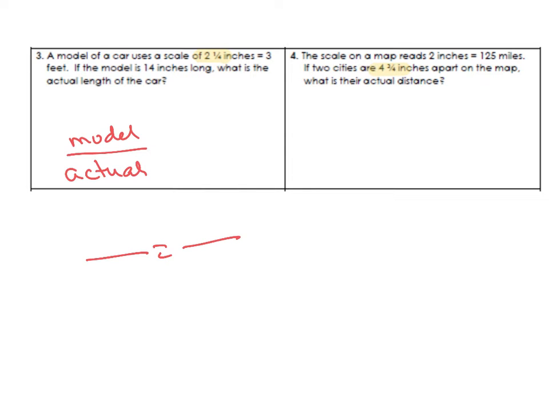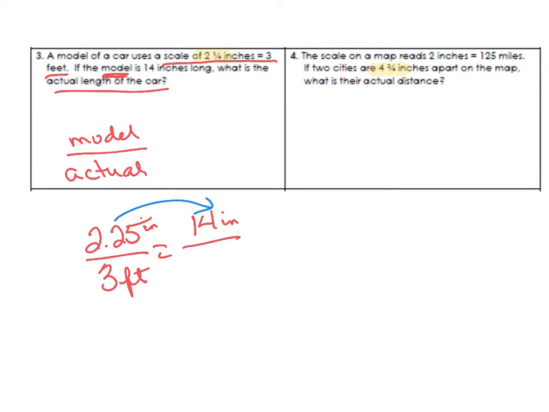A model car uses a scale of 2 1/4 inches to 3 feet. 2 1/4 is 2.25 inches over 3 feet. The model is 14 inches long, so I'm going to put that up on top. What is the actual length of the car? So let's figure this out, and I am going to try this way first. So I'm going to try 14 divided by 2.25.